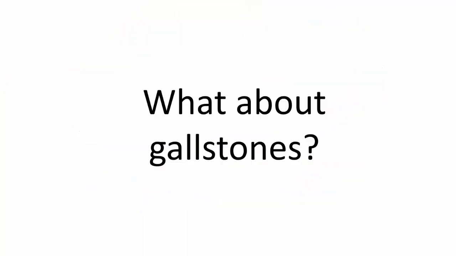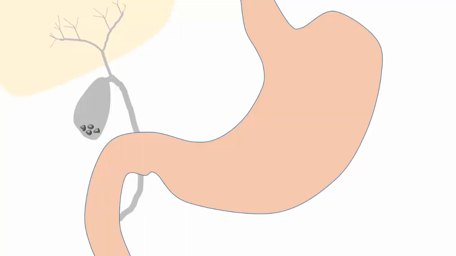Now what about gallstones? Here you can see some gallstones, and here the liver produces bile, so you can see the bile flowing, and the bile goes into the gallbladder. And here comes the food into the stomach. Now the gallbladder contracts, but a stone gets stuck in the duct. So now the food goes down, and there's not enough bile to break down the food.